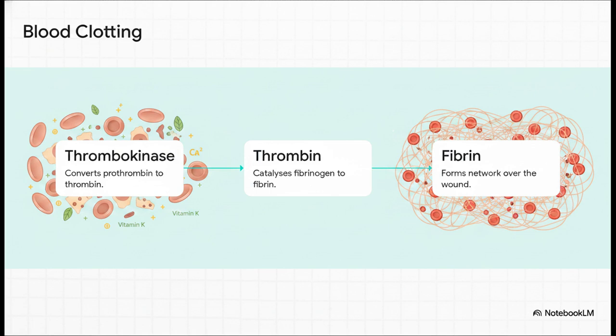enzyme called thrombin. Thrombin is the real catalyst here. It converts a soluble protein, fibrinogen, into an insoluble protein called fibrin. This fibrin forms a literal, physical thread-like net right over the wound, catching red blood cells like fish in a net and sealing the break.